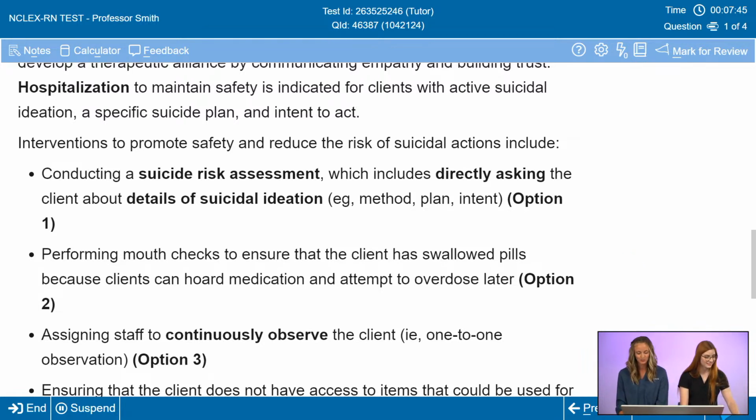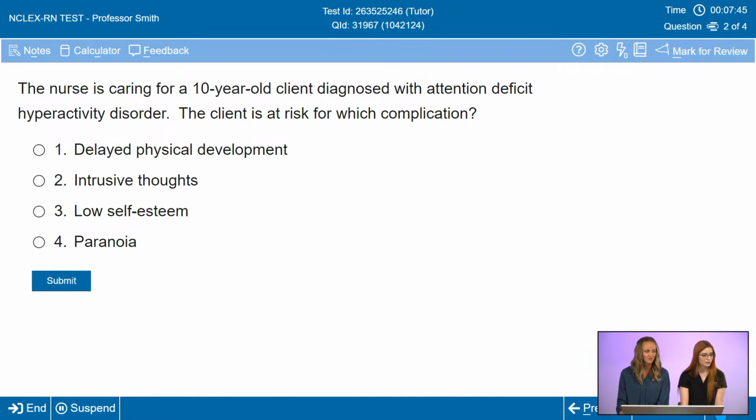Yes. All right, that looks like our only question we really had for that one. So let's hop on to the next one. Awesome. So our next question is, a nurse is caring for a 10-year-old client diagnosed with attention deficit hyperactivity disorder. And for this question, we're looking for what complication the client is at risk for.